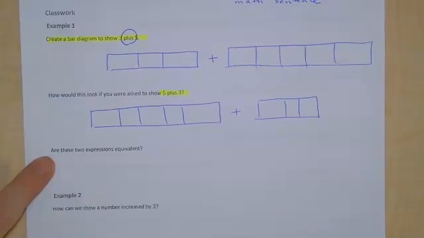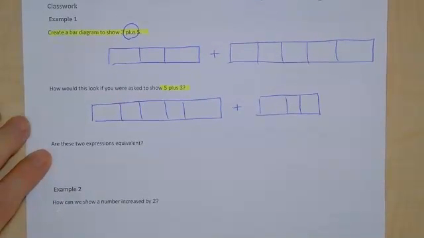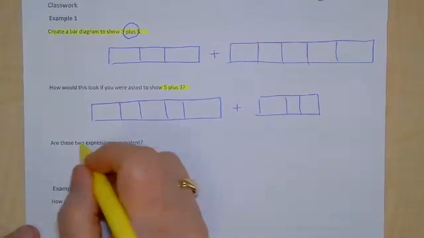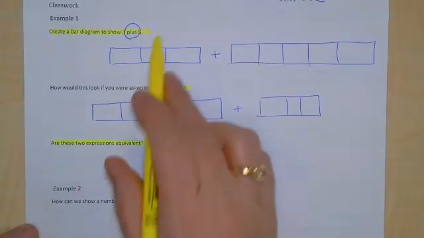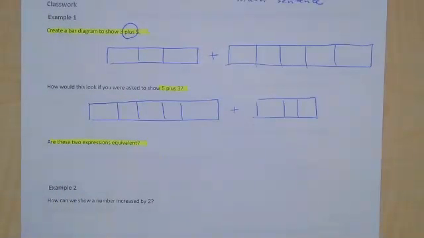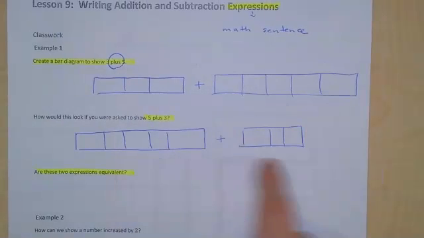Taylor, read the next question. Are these two expressions equivalent? So I have 5 plus 3 and 3 plus 5. Are those equivalent? What does equivalent mean, Parker? Does it mean the same? That they mean the same. Do they mean the same? Is 3 plus 5 the same as 5 plus 3?